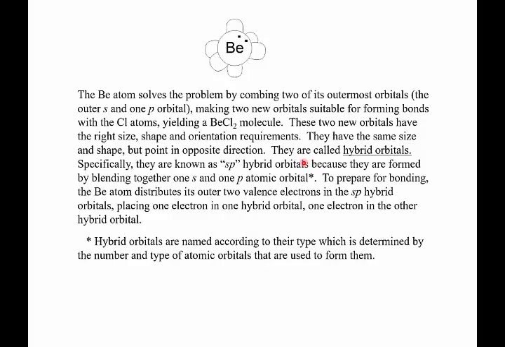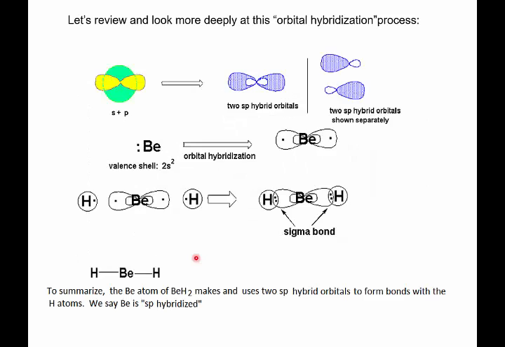It's taking the outermost orbitals, combining them to make new orbitals that have different size, shape, and orientation that allow it to bond to atoms in the molecule it's going to make. Let's look in detail about how beryllium does that.